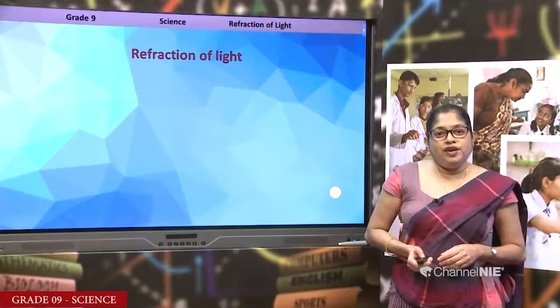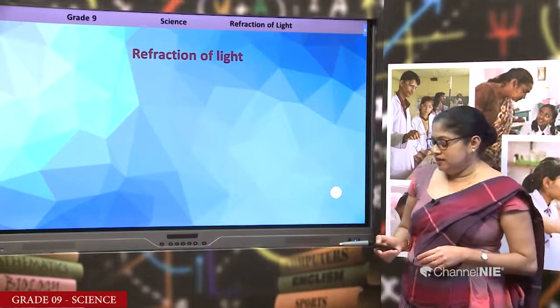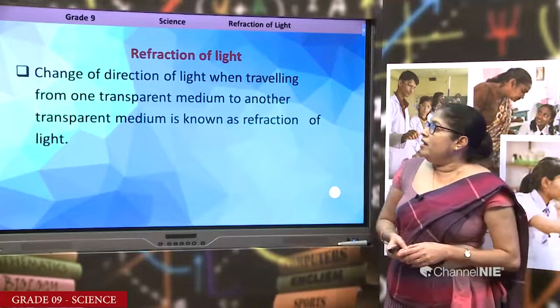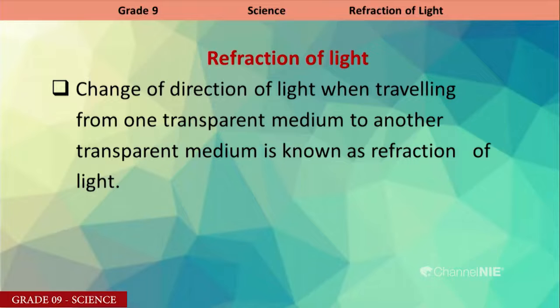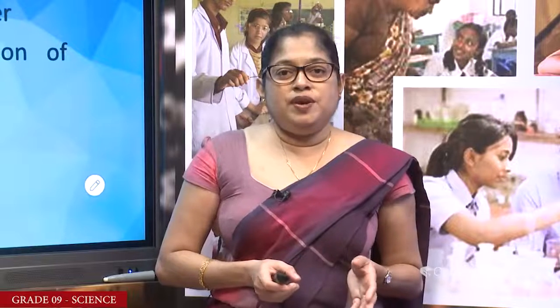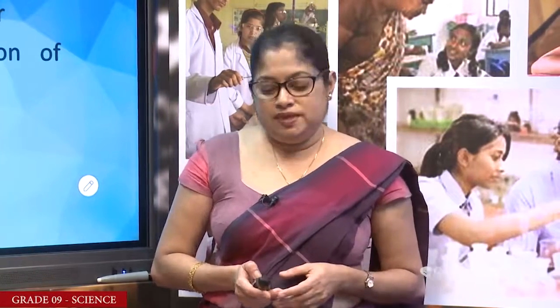Next, we define what the refraction of light is. Refraction of light is changing the direction of light when travelling from one transparent medium to another transparent medium. We will learn it by breaking it into small parts. Change in direction, what is the meaning? Bending light. And when the light is travelling from one transparent medium to another, the two transparent media we used here are air and water in the previous activity.